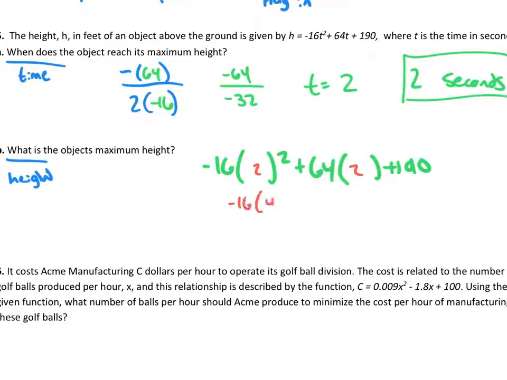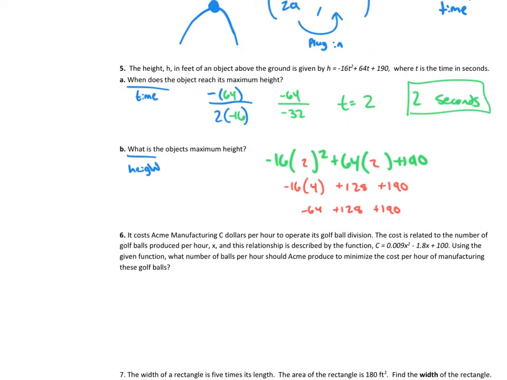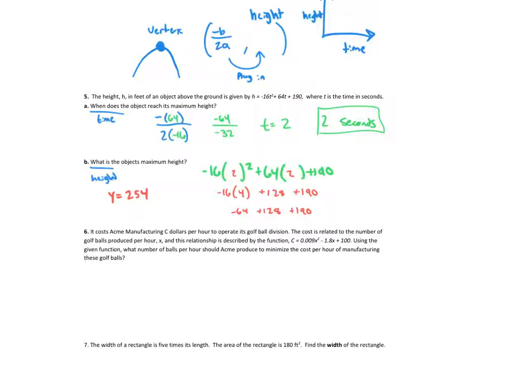So we'll get negative 16 times 4 plus 128. So we'll get negative 64 plus 128 plus 190. And if I put all those together, we'll get a height. So our y coordinate of the vertex was 254. So the maximum height is 254 feet.